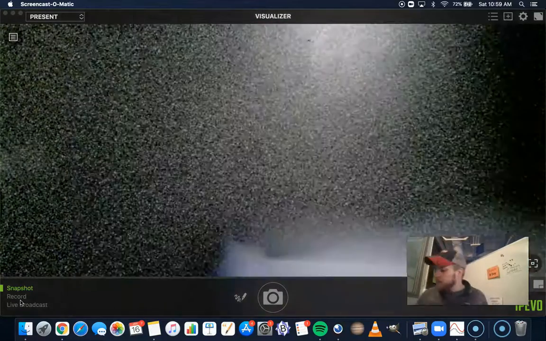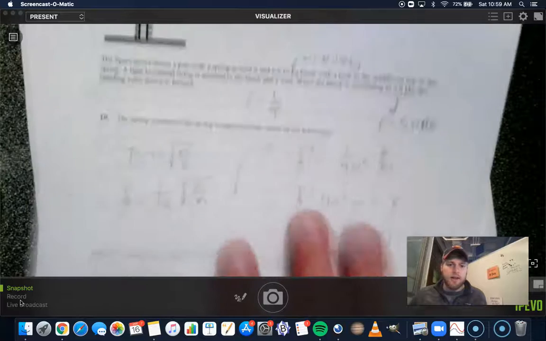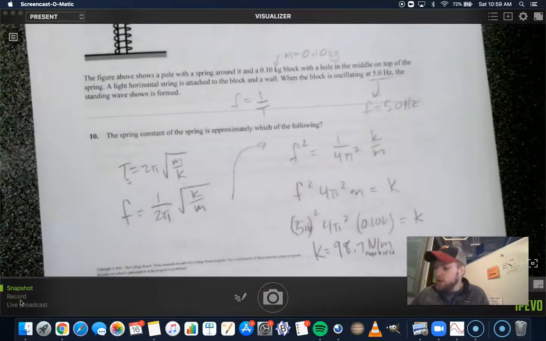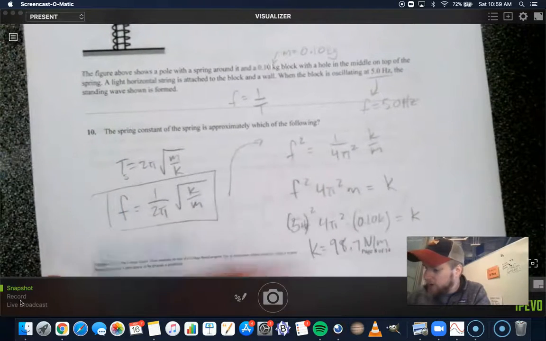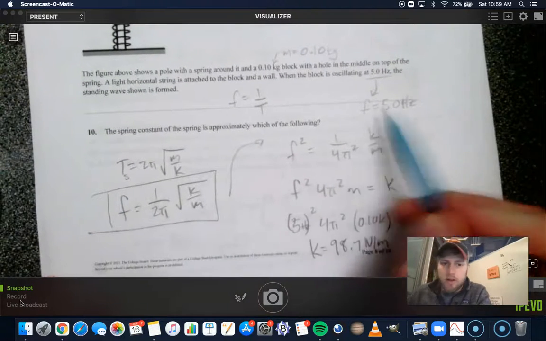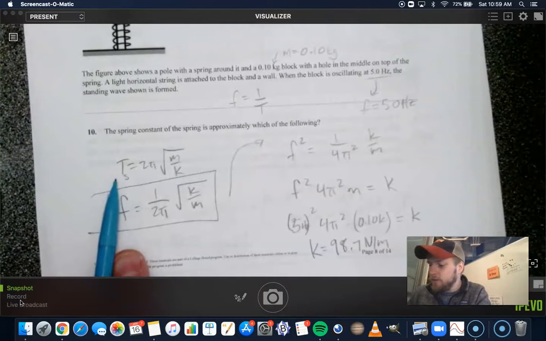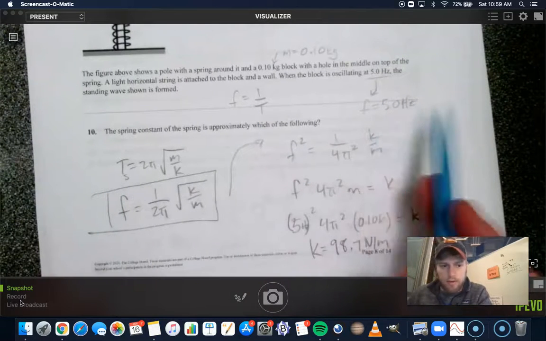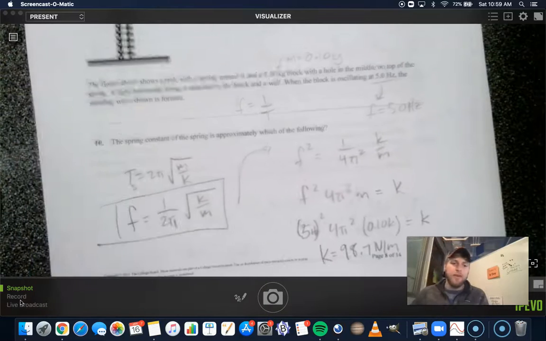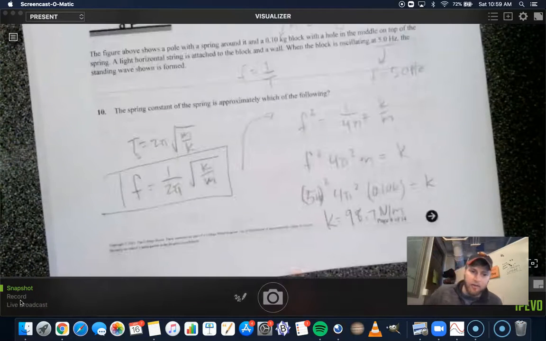Fairly straightforward. The important thing to note here is that we are just using this equation to solve. Again, you could use your knowledge of frequency to convert this frequency into a period and plug it in. You'd get the same exact result.